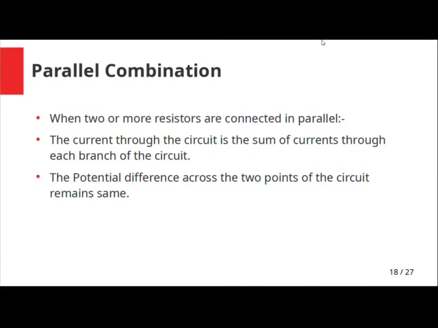Parallel combination. When two or more resistors are connected in parallel, then the current through the circuit is the sum of the current through each branch of the circuit. The potential difference across the two points of the circuit remains the same.